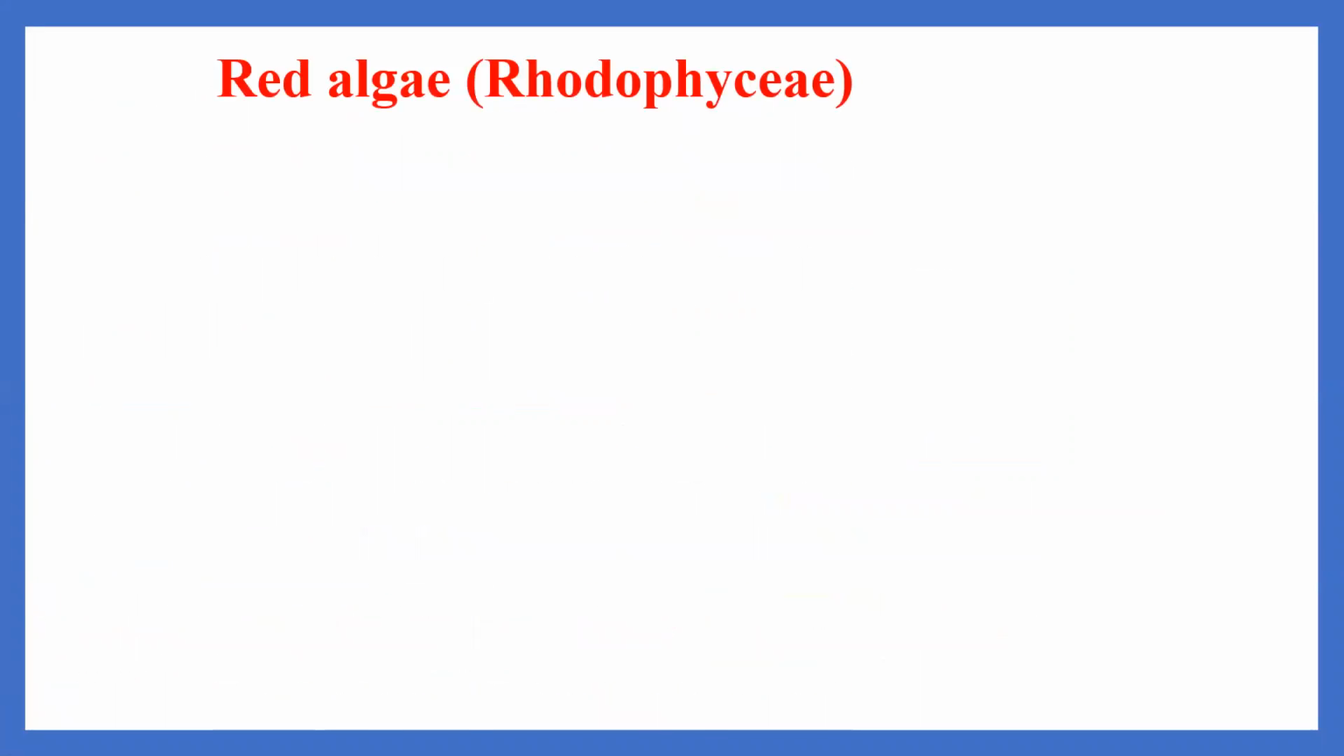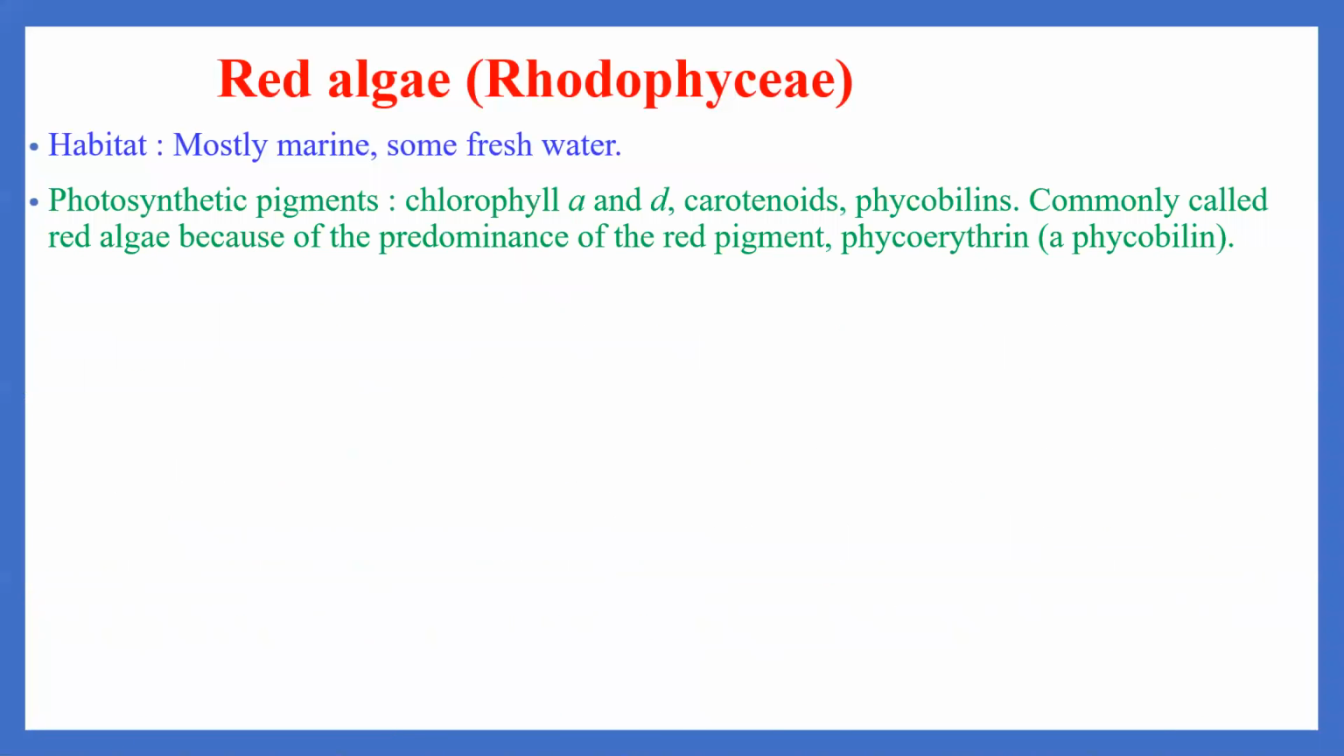Now, the red algae or rhodophyceae. Their habitat is mostly marine, some are freshwater dwelling. Photosynthetic pigments are chlorophyll A and D, carotenoids, and phycobilins. They are commonly called red algae because they contain a red pigment, that is phycoerythrin. It's a type of phycobilin.